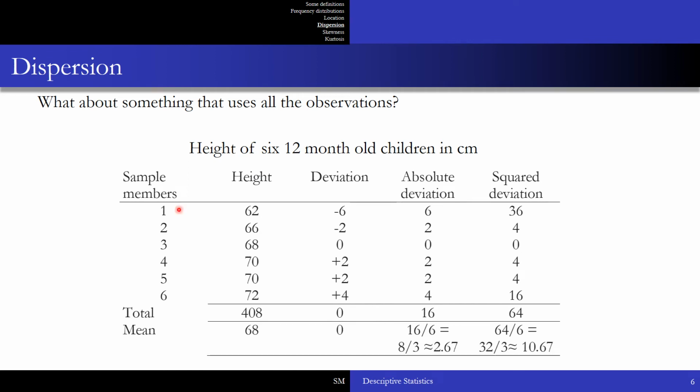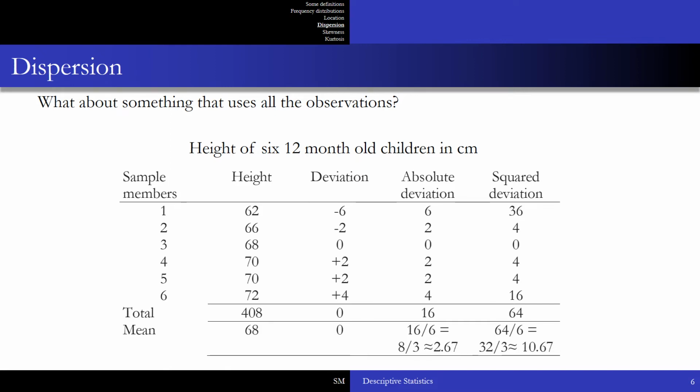Here they are here. This is the first child, second child, all the way through to the 6th child. These are the sample members. In this column here, we have their heights. They range from 62 centimetres through to 72 centimetres. Okay, so what could we do with this data? Well, first of all, maybe we might calculate the mean. Of course, that's not going to tell us about dispersion, but we might make use of that later on.